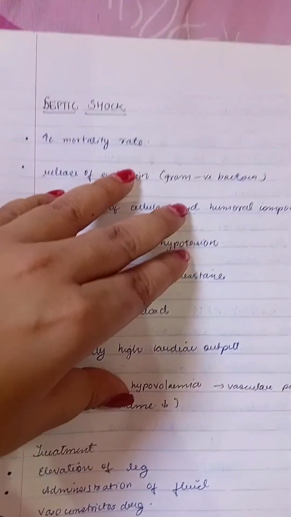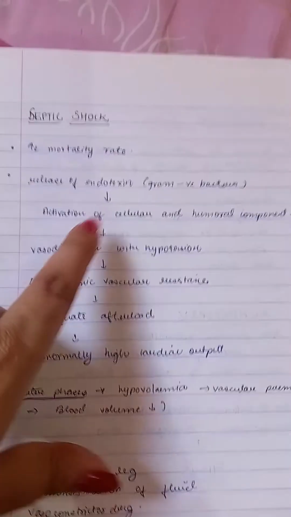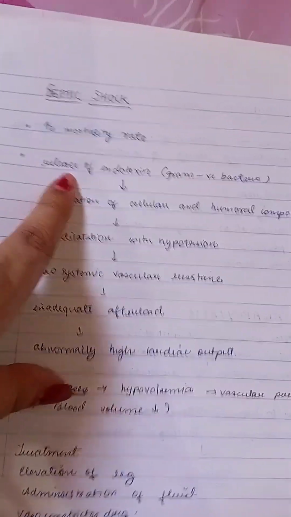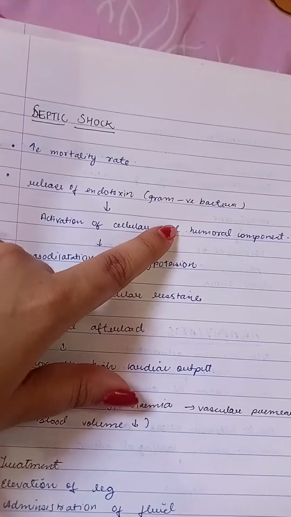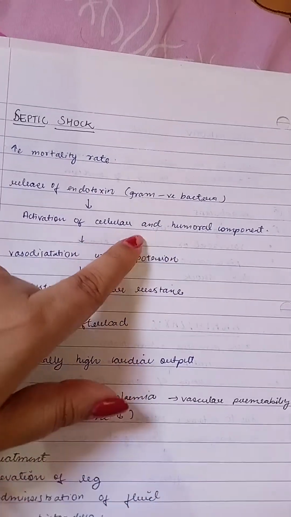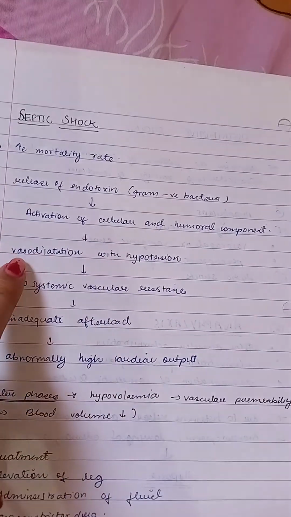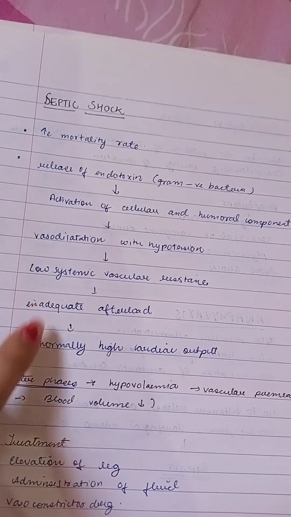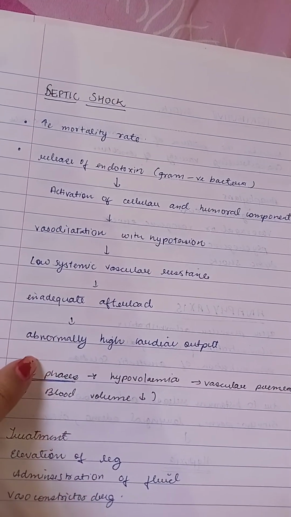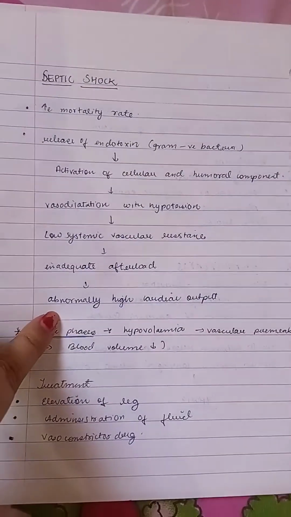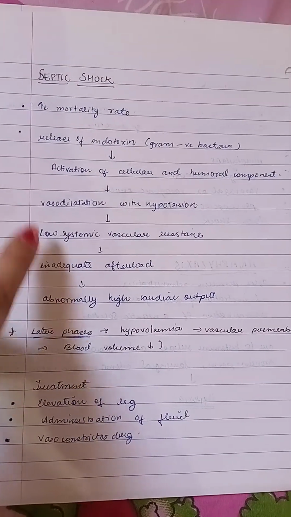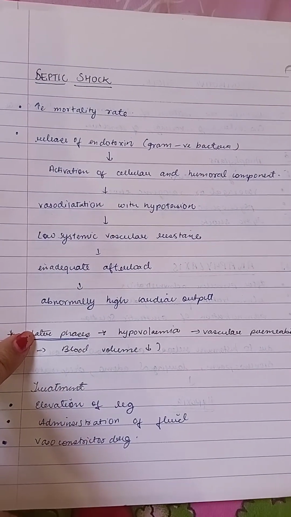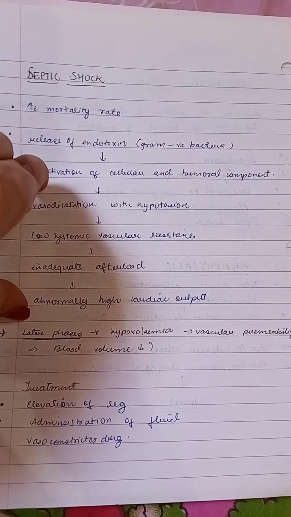What happens in septic shock? I'll describe this in brief, then we'll deal with it in detail, because septic shock is very common. There is release of endotoxin from gram-negative bacteria, which leads to activation of cellular and humoral components, which in turn causes vasodilatation with hypotension, low systemic vascular resistance, inadequate afterload, and abnormally high cardiac output. This is a brief of what happens in septic shock.